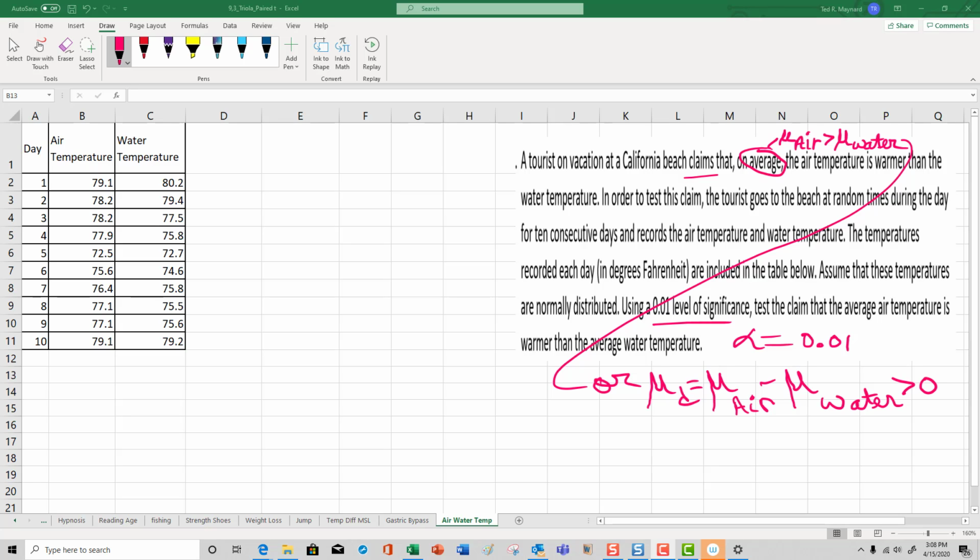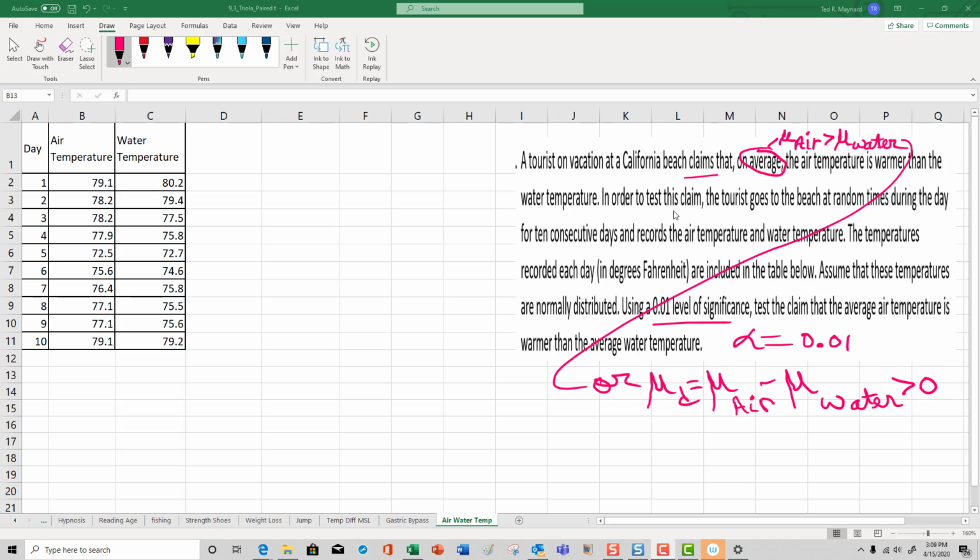Let's take a look at a problem from section 9.3 on testing the mean difference for matched pairs or dependent samples. A tourist on vacation at a California beach claims on average that the air temperature is warmer than the water temperature, or in other words, the mean air temperature is greater than the mean water temperature. It can be shown that this means that the mean difference, which is the mean temperature for the air minus the mean temperature for the water, is greater than 0.